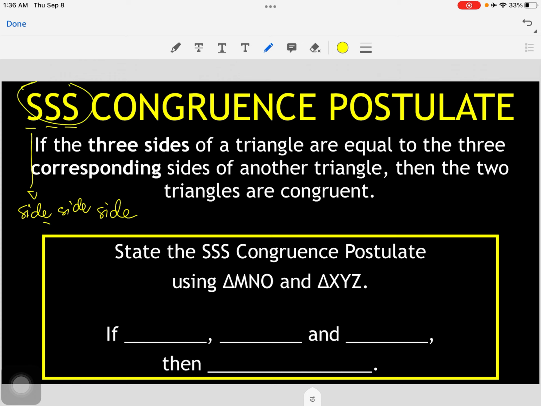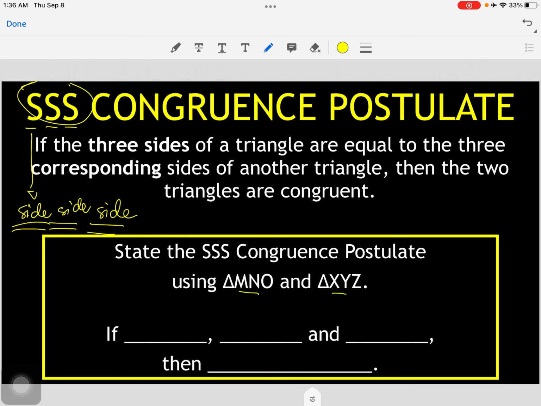It means all 3 sides of the triangle are equal to 3 sides of another triangle, and you are already sure that the 2 triangles are congruent. You do not need to check the angles anymore. So if you know that all 3 pairs of sides are congruent, you are pretty sure that the 2 triangles are congruent. So let's use triangle MNO and XYZ as an example.